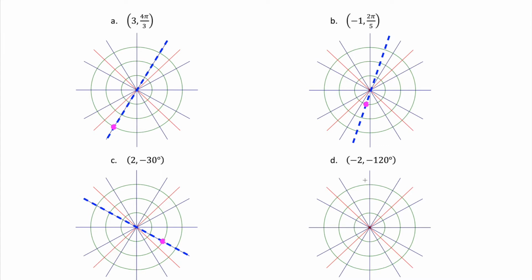For this one, we find negative 120, so that's going to be right here on this line. Yep, right here, there we go. And it's negative 2, so I'm going to go in the opposite direction. So if this is where 120 is, I go in the opposite direction, 1, 2. And there is my point. So that's how we graph polar points.